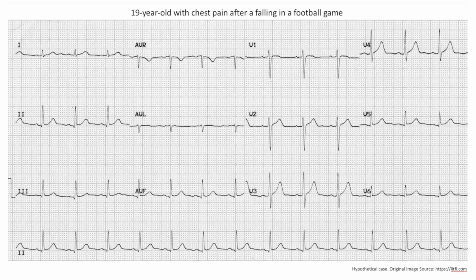So the first EKG is that of a 19-year-old with chest pain after the person sustained a fall in a football game. When interpreting this EKG, notice that the rate is somewhere between 75 and 100. Notice that the P wave is upright in lead 2 and inverted in AVR, and this is normal. Also notice how all the different P waves are pretty similar in terms of how they look. The PR interval is approximately constant, and every P wave is followed by a QRS complex. So this would be a normal sinus rhythm.